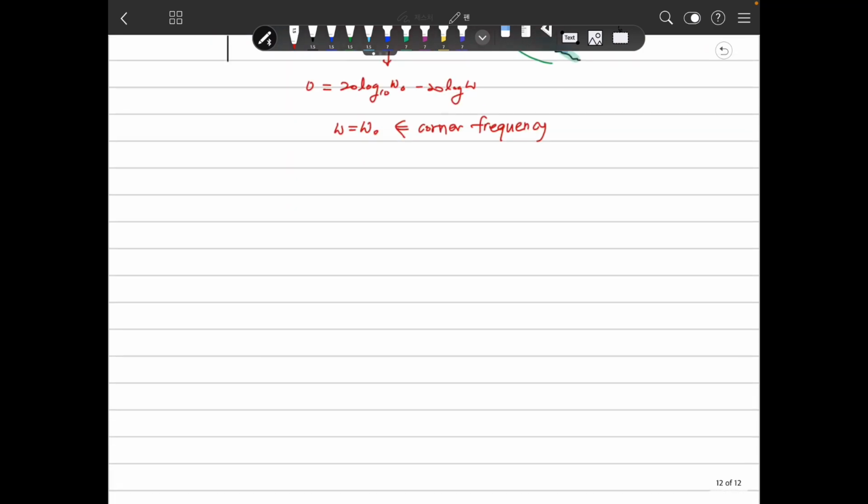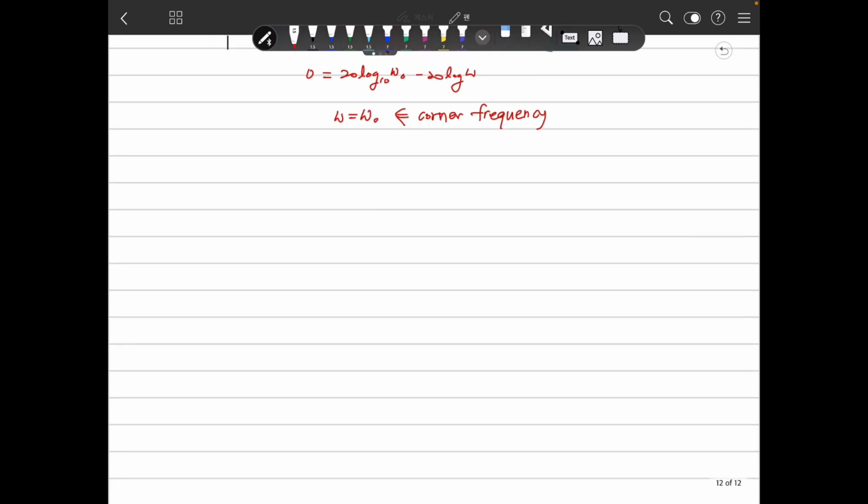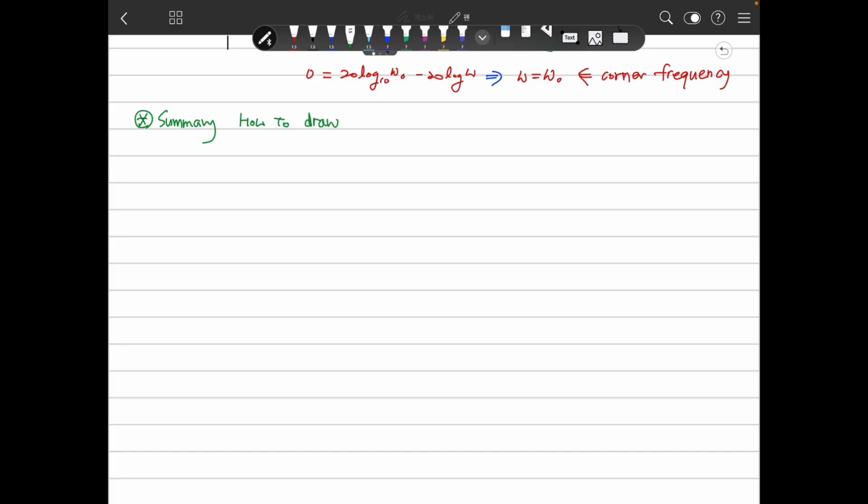So I want to summarize that. How to draw a Bode plot, especially the magnitude.